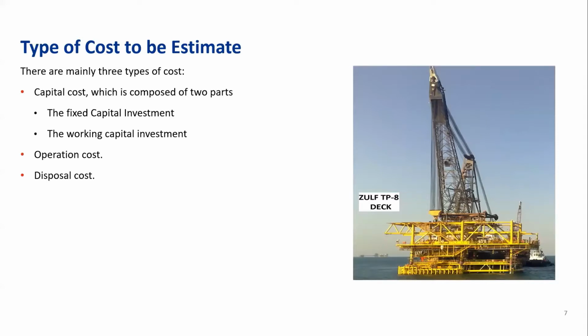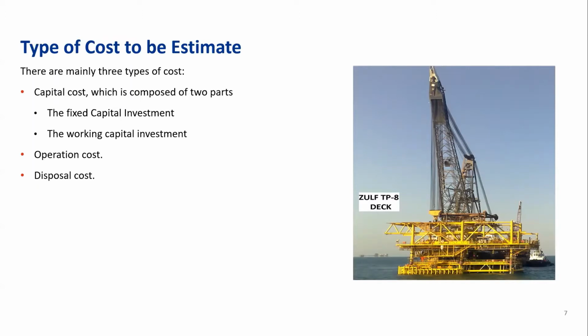The cost that can be estimated is divided into 3 types: the capital cost, operation cost, and disposal cost. Capital cost is composed of 2 parts: the fixed capital investment to provide the physical facility, and the working capital investment, which comprises the value of funds in addition to fixed capital and the startup cost.